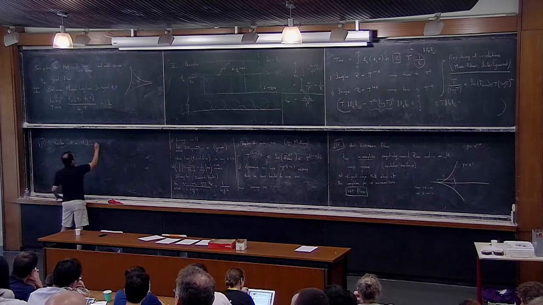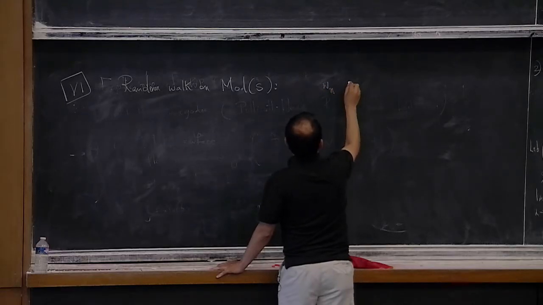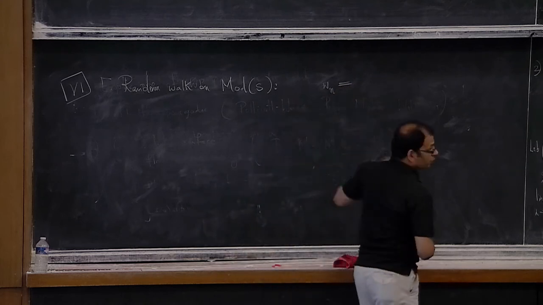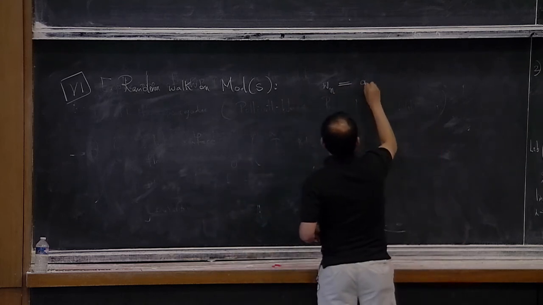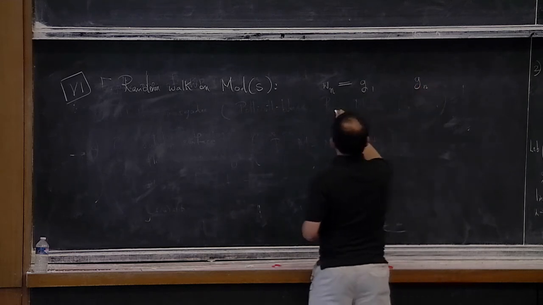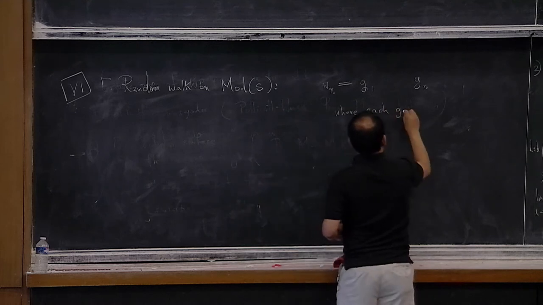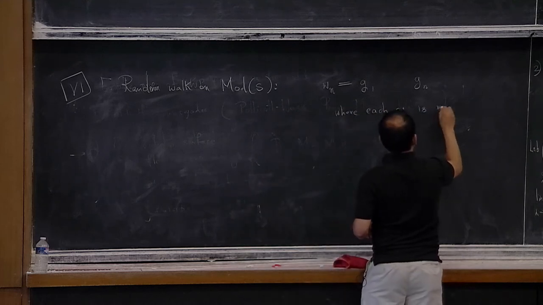We're going to take a random walk on the mapping class group. So what does that mean? I'm going to generate the sample path of size n as follows. You take a random product like that, where each g_i is sampled by some initial distribution in the group.